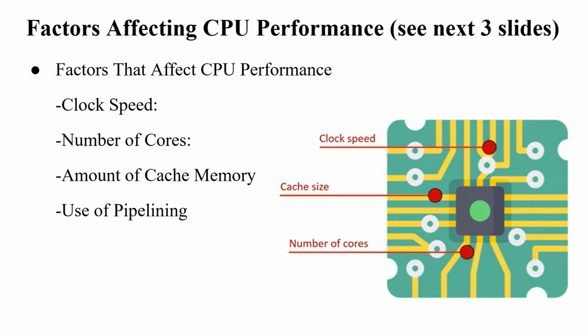Factors affecting CPU performance. The big ones are going to be clock speed, number of cores, amount of cache memory, and use of pipelining. Sometimes in exam questions it will say one and ask you to elaborate on that one, or sometimes just ask you to list them.